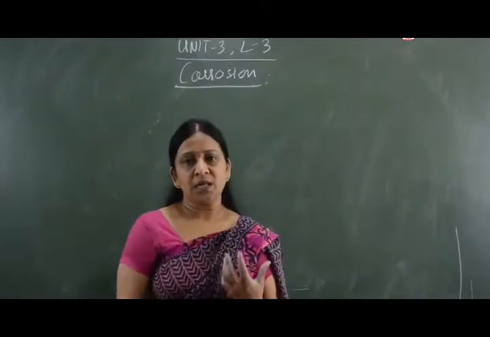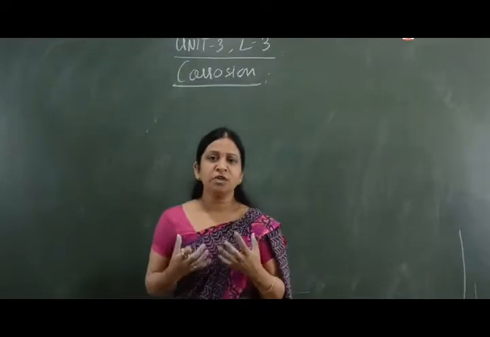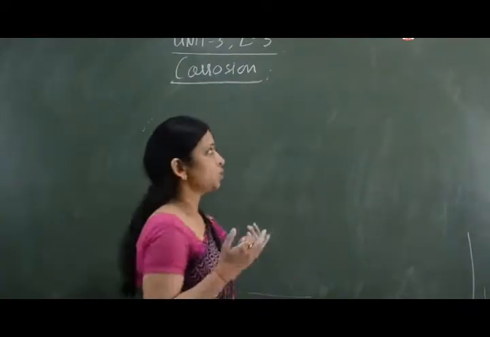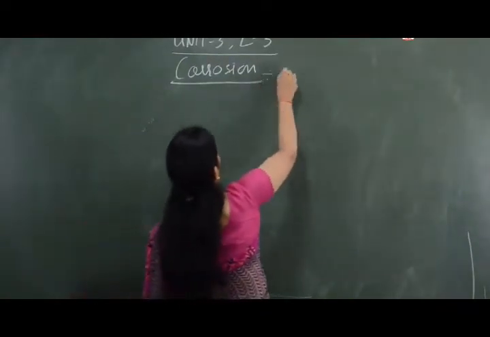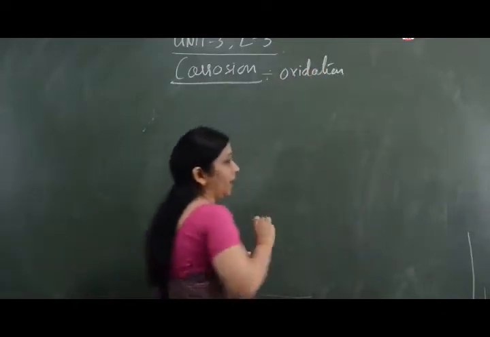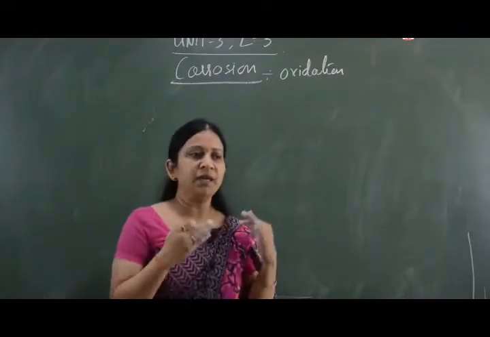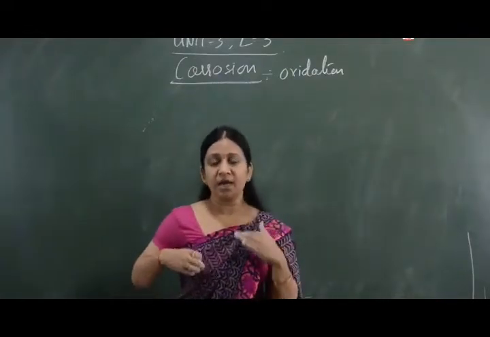Now, corrosion, as we all know, is degradation of the surface of metal, and corrosion is basically a process of oxidation. And oxidation occurs at the anode. So, basically it is a process which is going to take place at the anode.